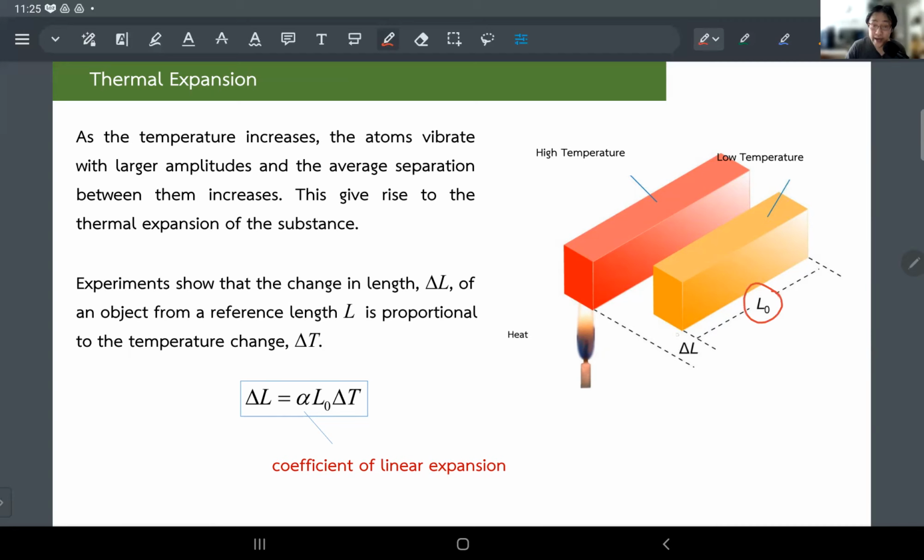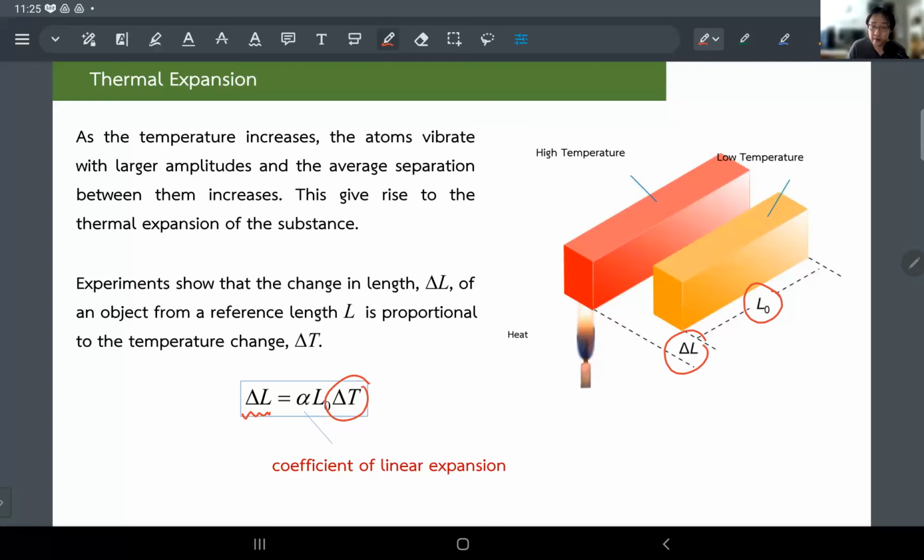And you can notice that it's going to expand. Everyone has sort of seen this. You might be able to measure that length extension right there. So you say, oh, it's getting longer. And then you'd say, hey, there is some relationship between the length getting longer, the change of that length, and how much your temperature rises.